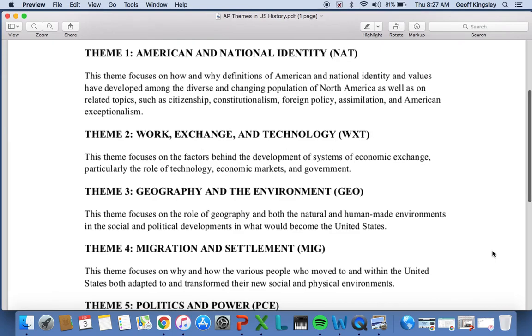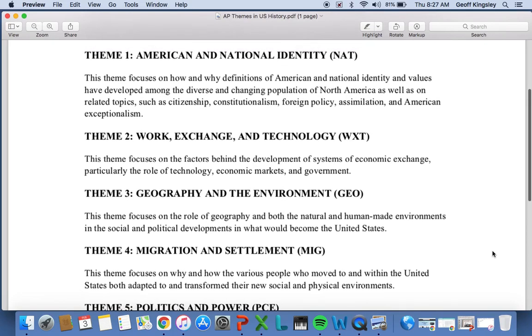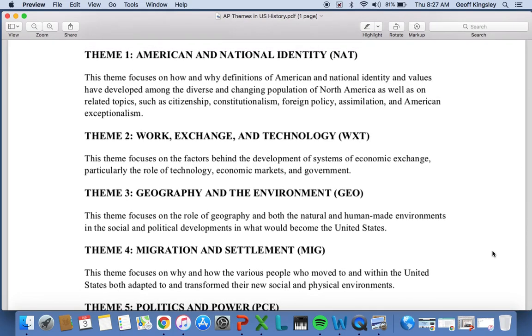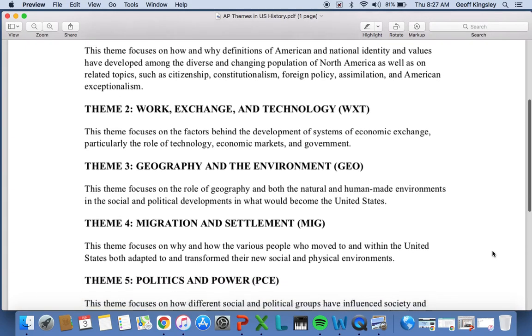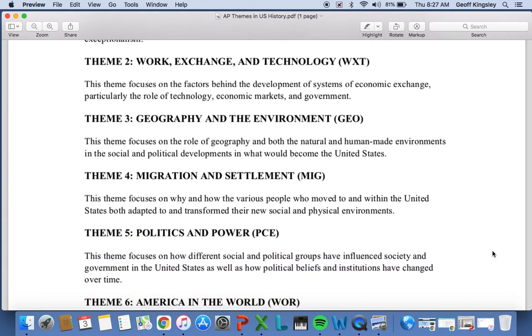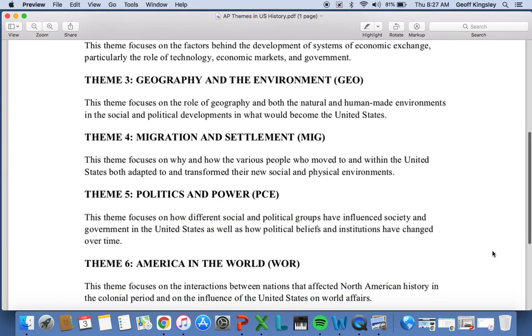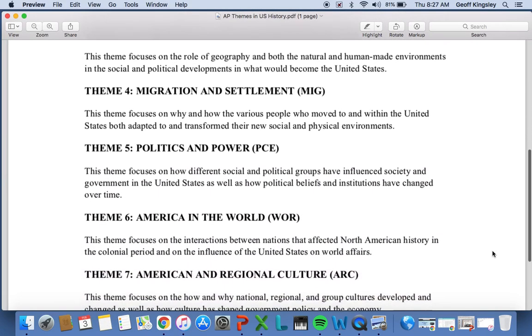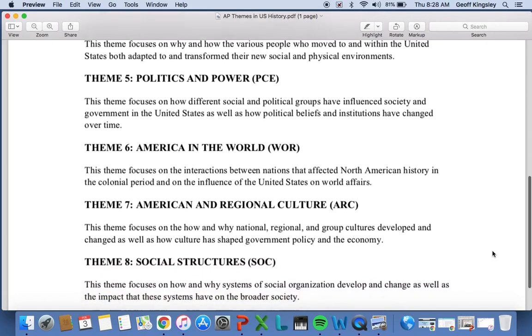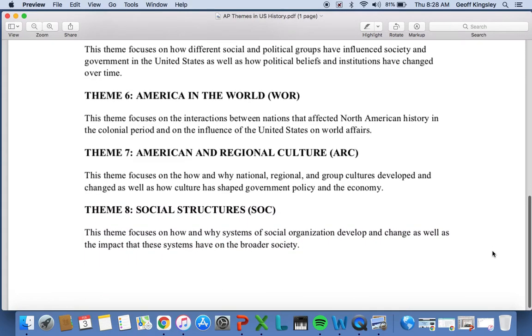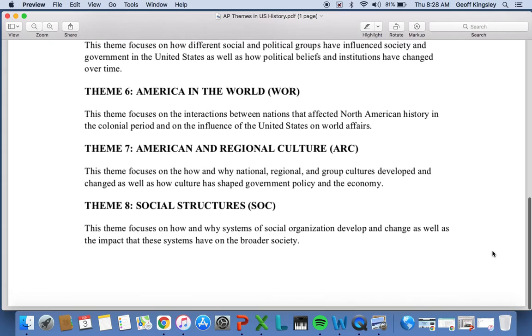And so, again, I would encourage you to be familiar with these themes: the American and national identity, work, exchange and technology, geography and the environment, migration and settlement, politics and power, America in the world.